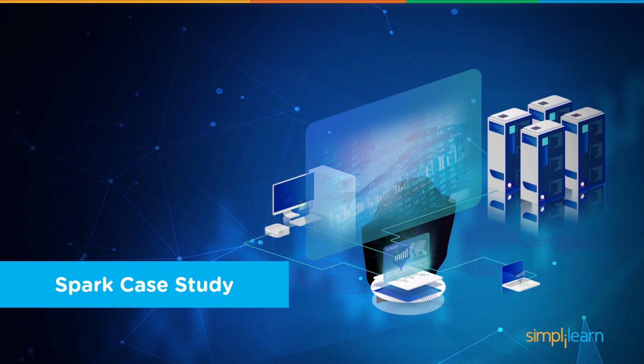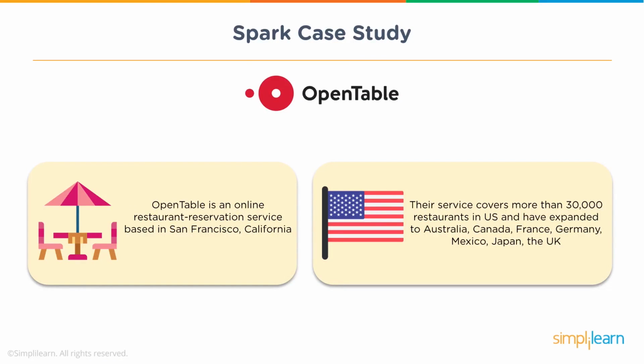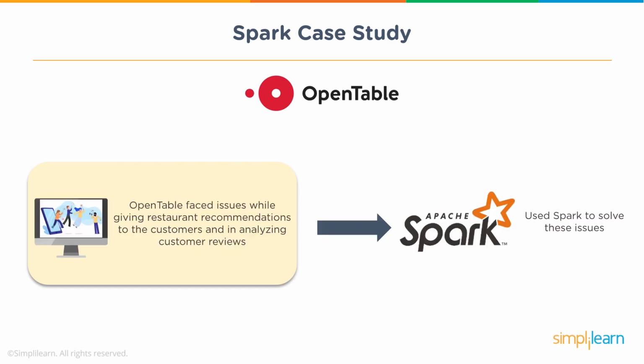So when you look at Spark, and we have learned about these different components, you can find a lot of use cases by just going to Google and typing in companies using Spark. Now here is one of the case studies. OpenTable is an online restaurant reservation service based in San Francisco, California, and their service covers more than 30,000 restaurants in the US, and they have expanded to different countries. What OpenTable had was that they were facing issues while giving restaurant recommendations to the customers, and in turn also analyzing the customer reviews. They started using Spark basically to tackle the challenges or problems they had.